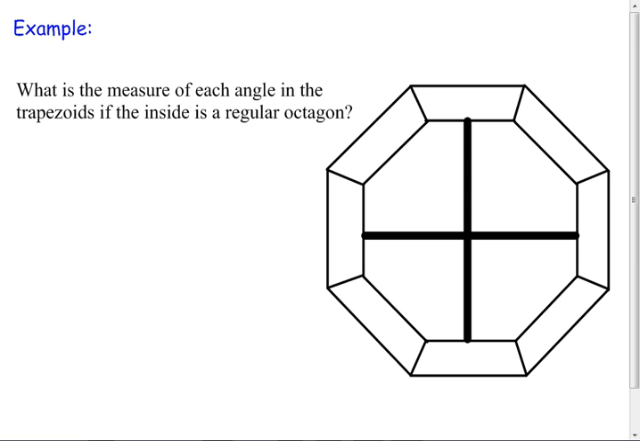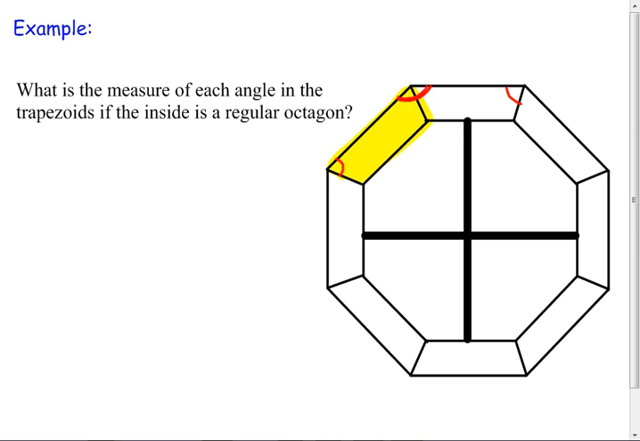Okay. I want to find the measure of each angle in the trapezoid. This actually comes from Mrs. Spears, one of her projects. She put this window into her house. You have to know that angle. So here's the trapezoid. They're all the same. It's a regular octagon. Okay. So I need to find these angles. Yes, it looks more complicated than it is. It says find the angles in the trapezoids. Okay? So, you guys, I want to find this angle.